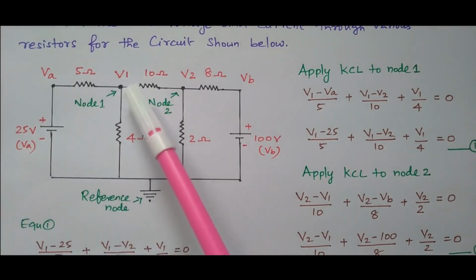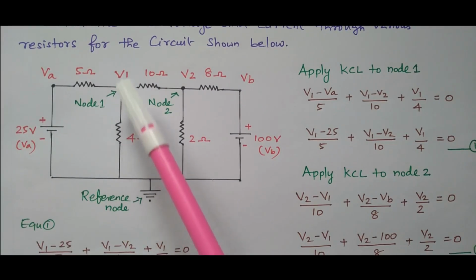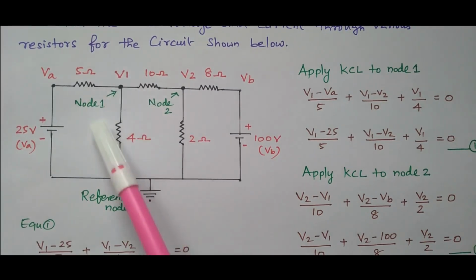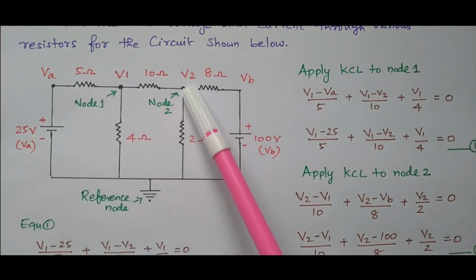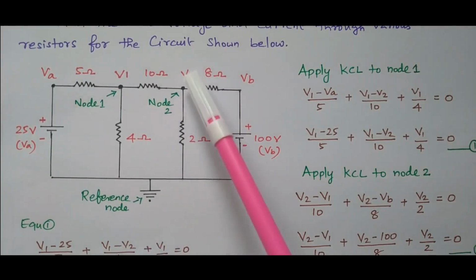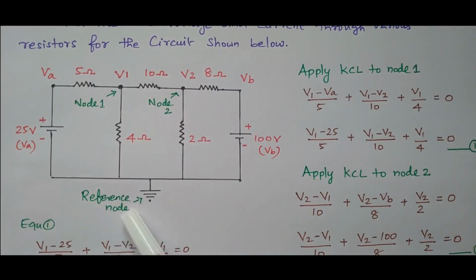In the problem, the nodes are not given, so we need to assign them. This point is assigned as node 1, and at node 1 the voltage is V1. This point is assigned as node 2, and the voltage at node 2 is V2. This is the reference node. So the question is, we need to find the values of V1 and V2. Our aim is to find V1 and V2.